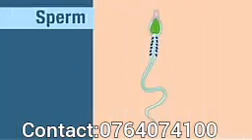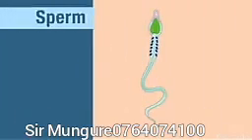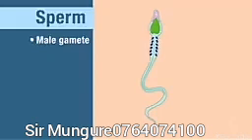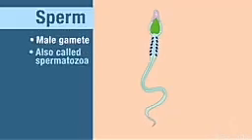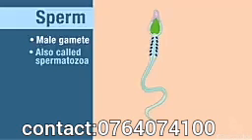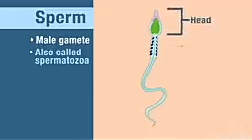Today we're going to talk about spermatogenesis, and in this video we're going to discuss spermatogenesis. But before we discuss the process of sperm formation, let us start with the morphology of sperm. Sperm is a male gamete, also called spermatozoa.